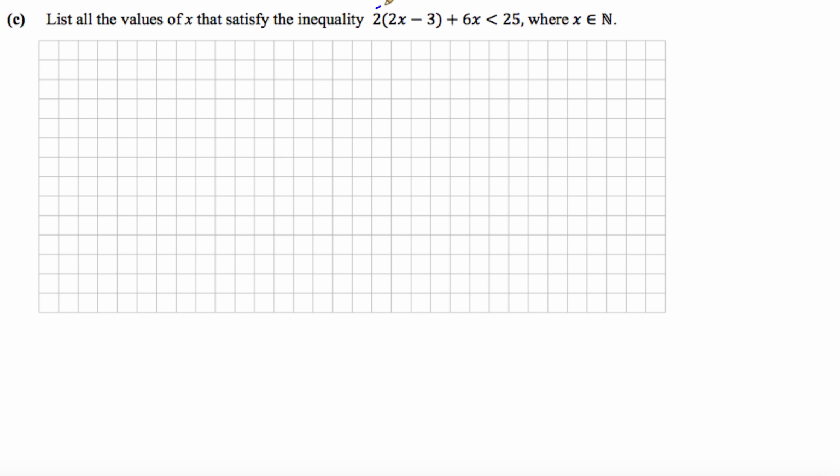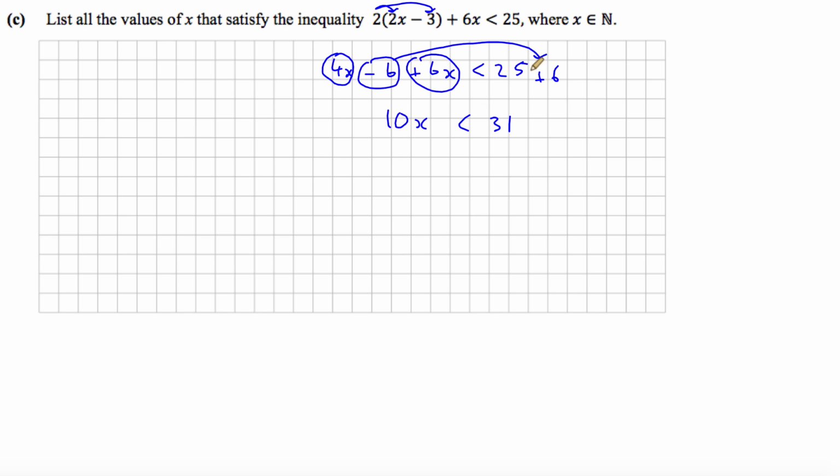So the first thing we're going to do is work on this here on the left. 2 by 2x is 4x, and 2 times minus 3 is minus 6. So we still have plus 6x then, and we're saying that's less than 25. So tidying up here, we have 4x, 6x together, that gives 10x. This minus 6 we can bring over to the other side to become plus 6. So we have 10x is less than 31. 25 and 6 is 31.